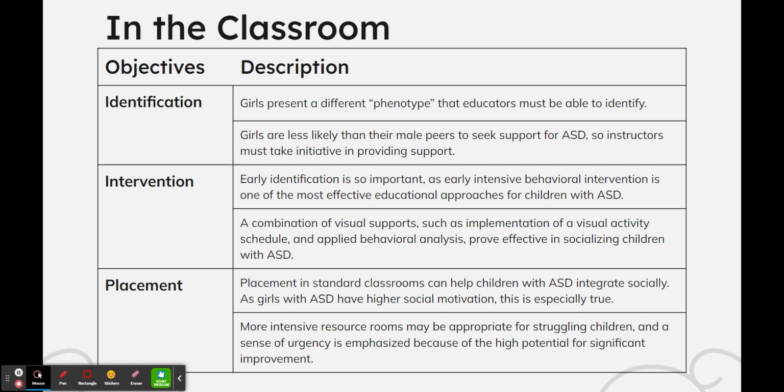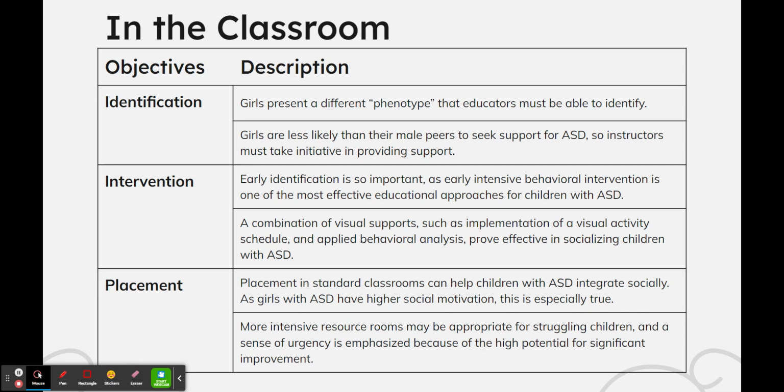I've also already mentioned that girls are much less likely than their male peers to seek support for their autism. Thus, instructors must be able to identify that phenotype and also be forward and proactive about providing that support and take initiative in getting support for students that they think might be exhibiting that phenotype or might need that support. Intervention is a big one for all students.